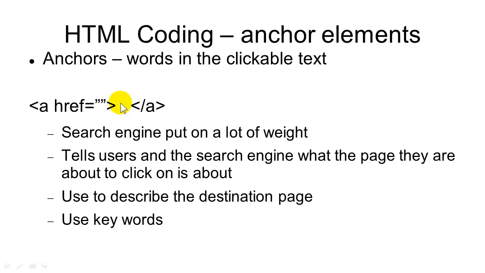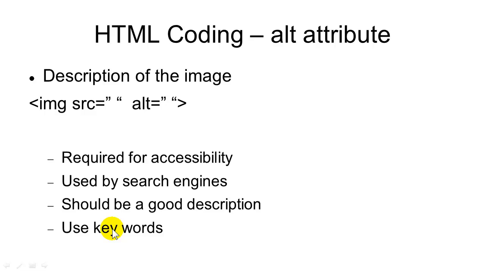The link text means a lot to search engines and also to users. It tells them what's going to be clicked on. Here again, use keywords as the link text. The alt attribute, which is required for accessibility, is also used for search engines. So here you should be using keywords.